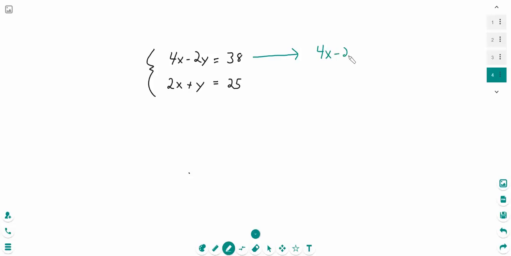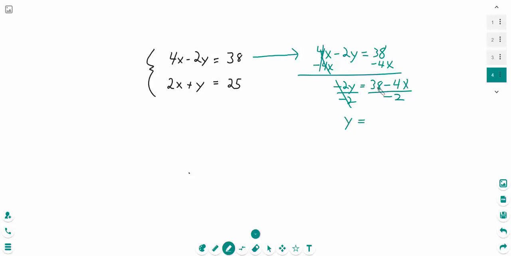4x minus 2y is equal to 38. And let's solve for y. Let's subtract the 4x from both sides. That's going to give us negative 2y is equal to 38 minus 4x. Now I can divide everything by negative 2. If I divide everything by negative 2, they're going to cross out. We're going to end up with a y. 38 divided by negative 2 is negative 19. And then negative 4x divided by negative 2 is going to be a positive 2x.